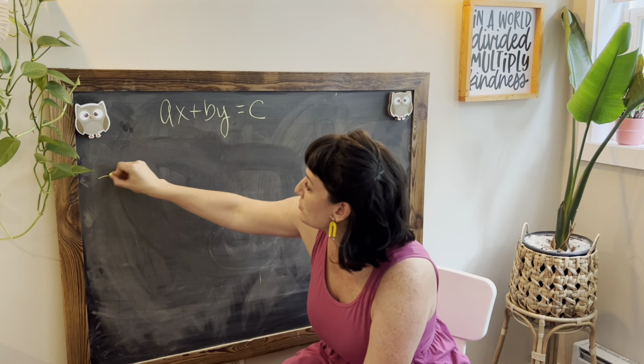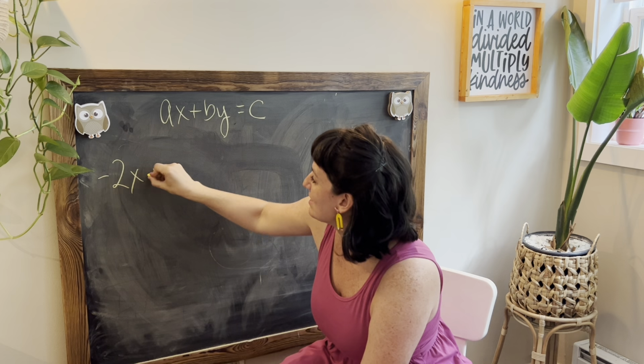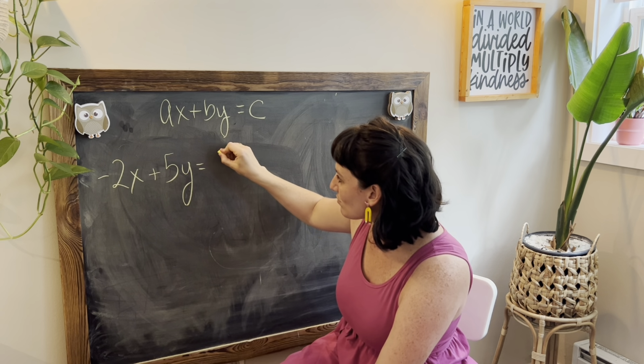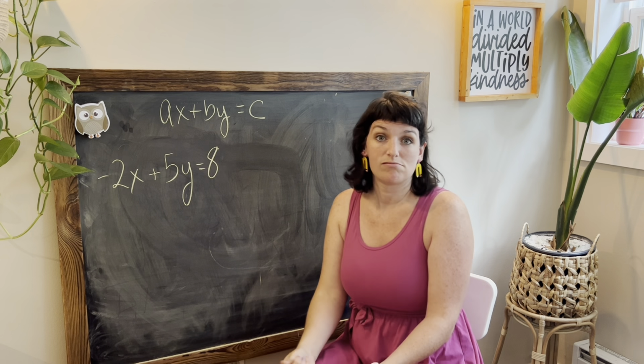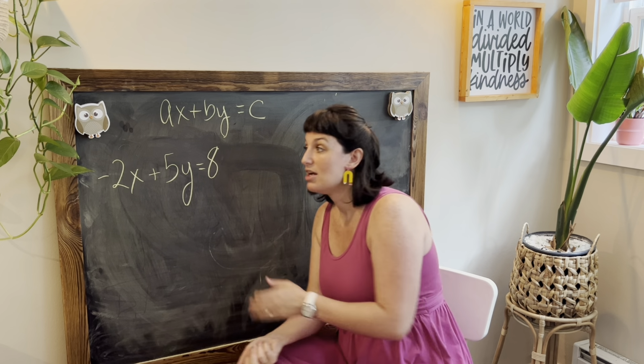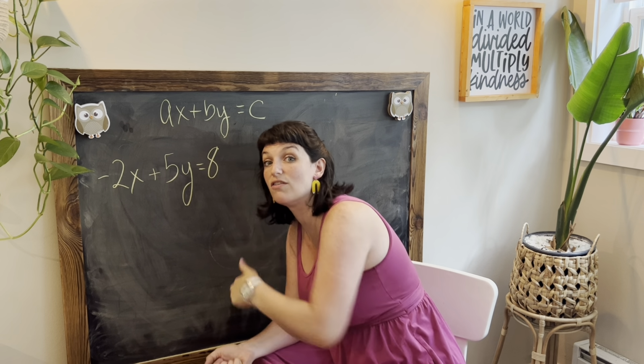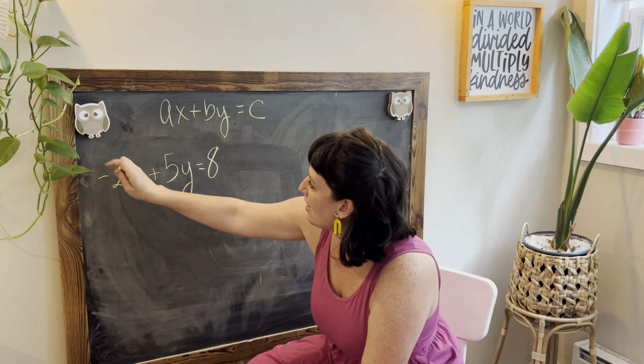Okay, let's do a different one. Let's do one where it's not all factors of the same thing. So I'm going to do 8. No big deal. Okay, I'm going to do the same thing. Plug in 0, cover up, and solve. Get your y. Okay, I'll do this one first.